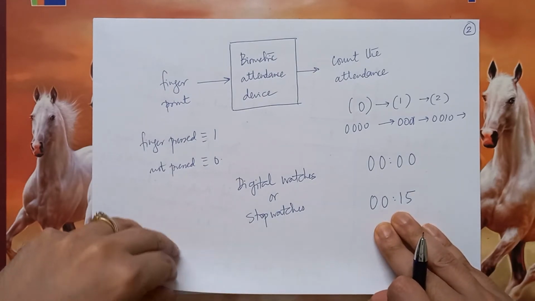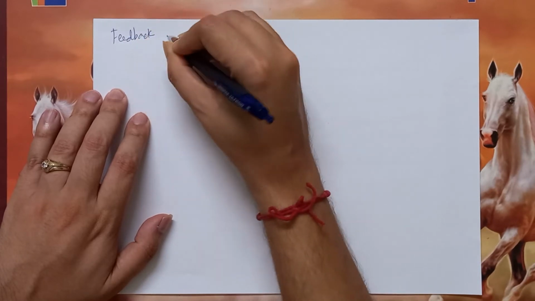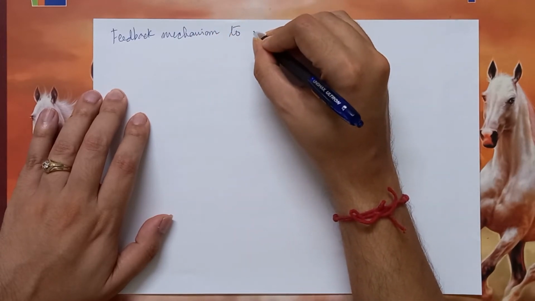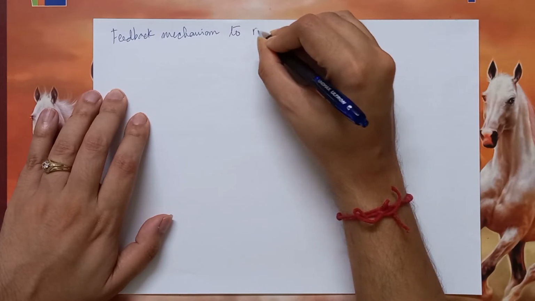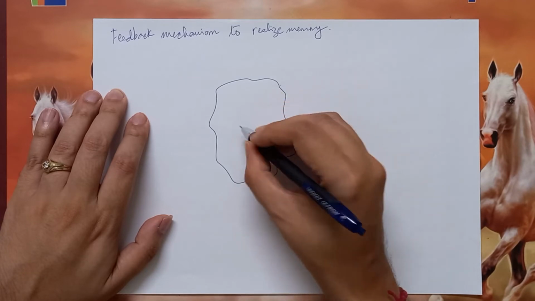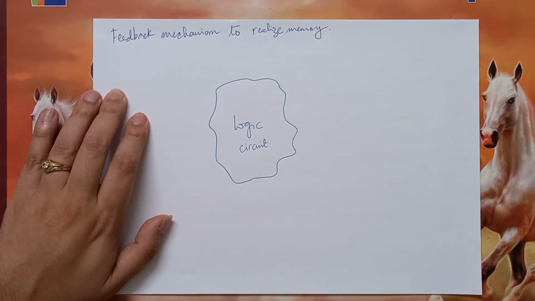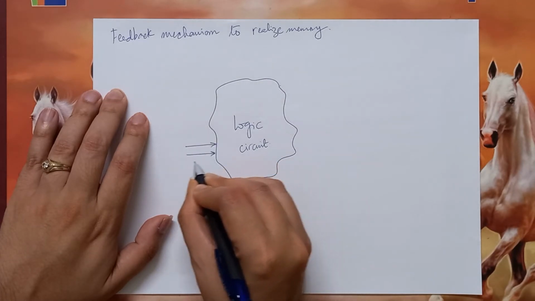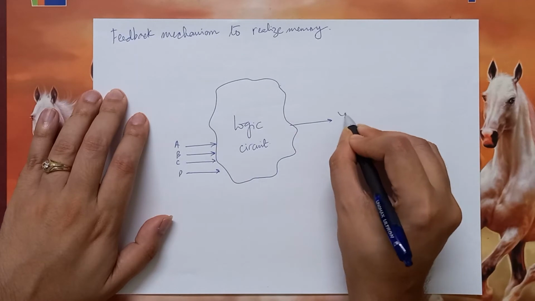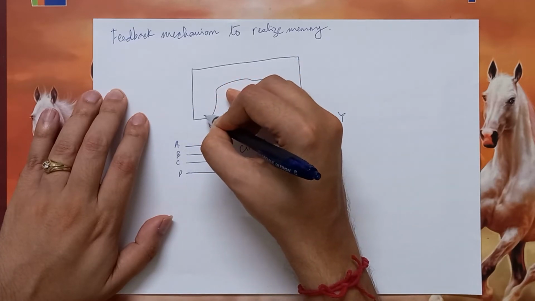So let us say, when we are talking about this feedback mechanism, suppose I have some logic circuit. You can have some kind of combinational input, let us say ABCD. And let us say you have one output, that is Y. You can take a part of it and give it as feedback to the input.